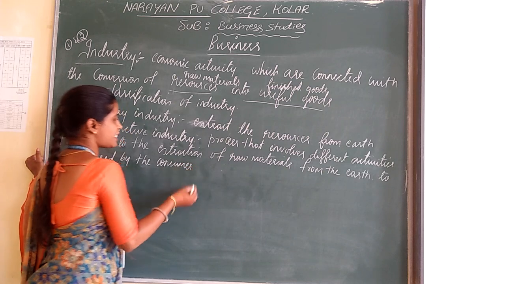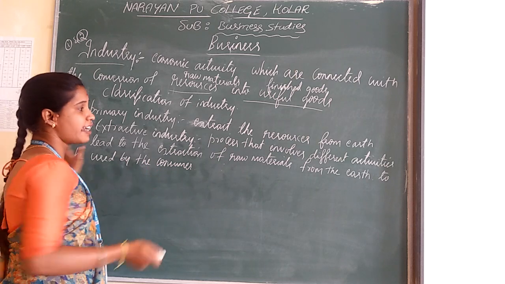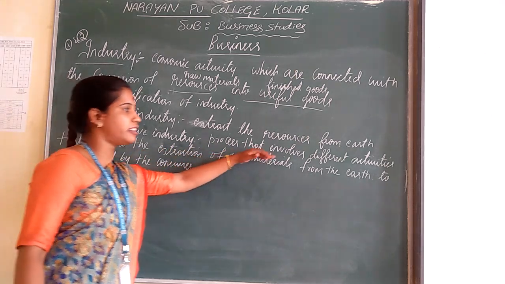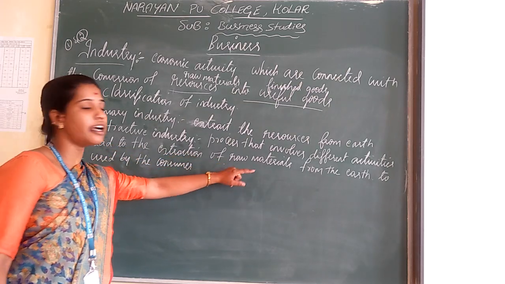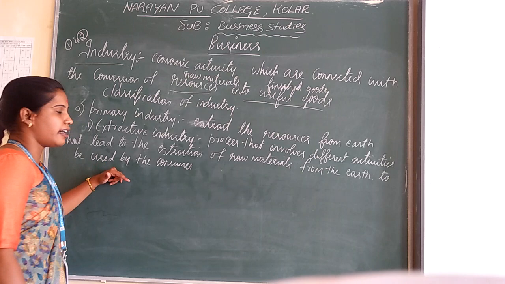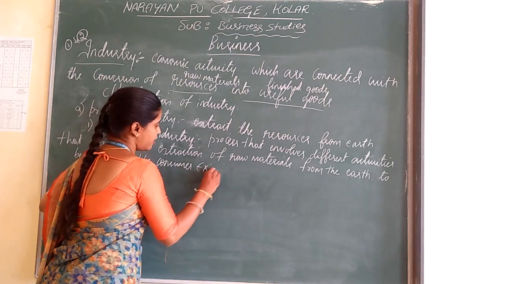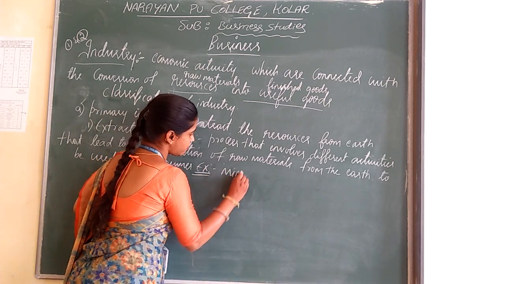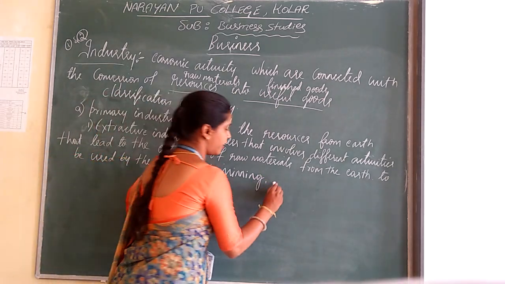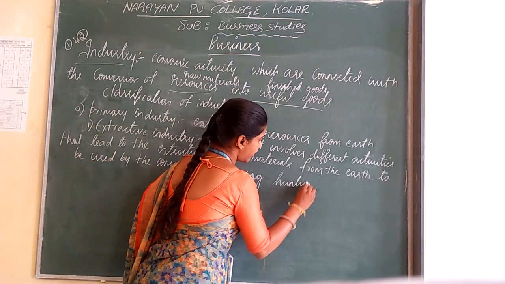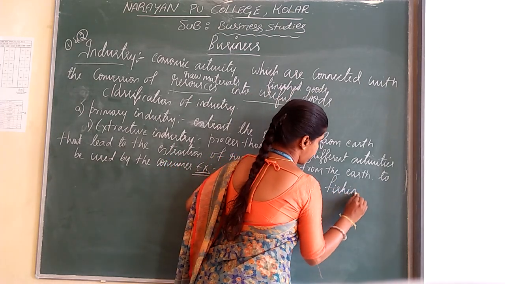Dear students, please make these meanings. The extractive industry means it is a process that involves different activities that lead to the extraction of raw materials from the earth to be used by the consumers. For example, mining, hunting and fishing.